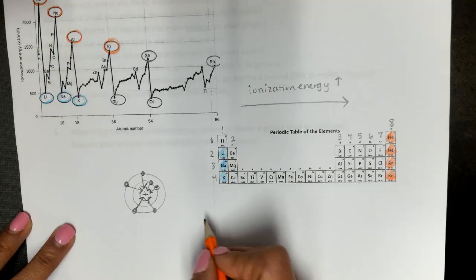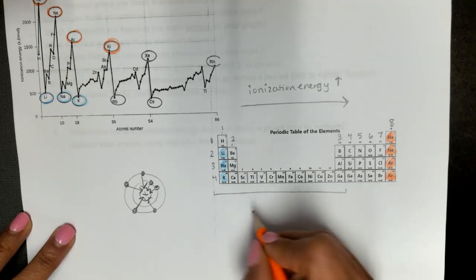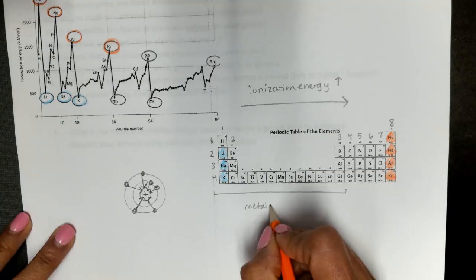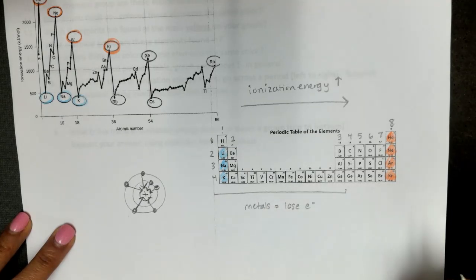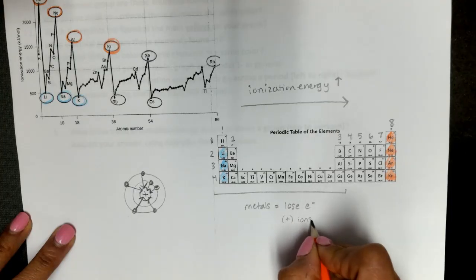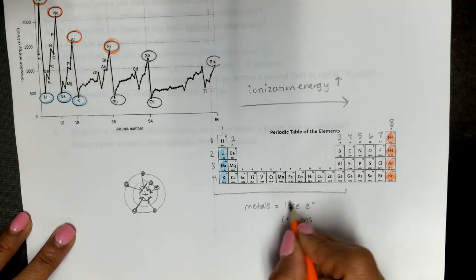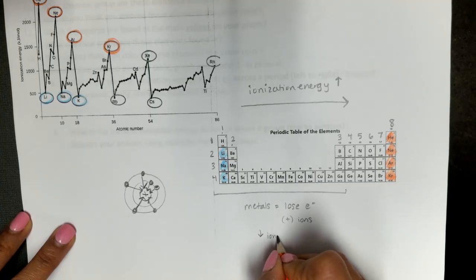Okay, and we also know that all of these elements that are on the left side, they're metals. And what we know about metals is that they want to lose their electrons to become positive ions. So if they want to lose their electrons, that means they're going to have a lower ionization energy.